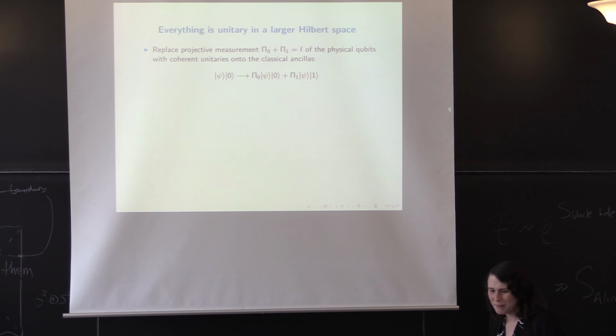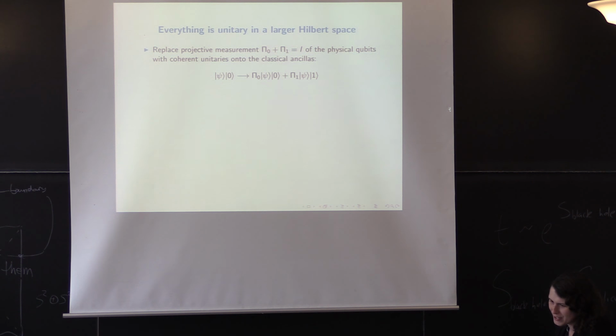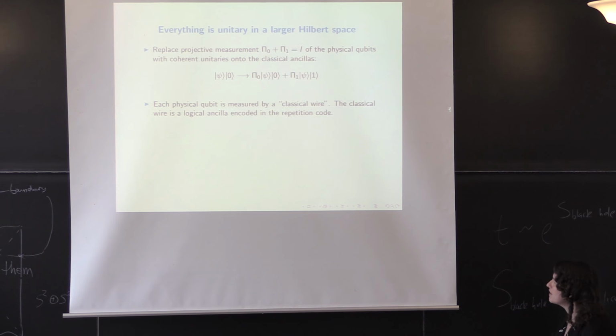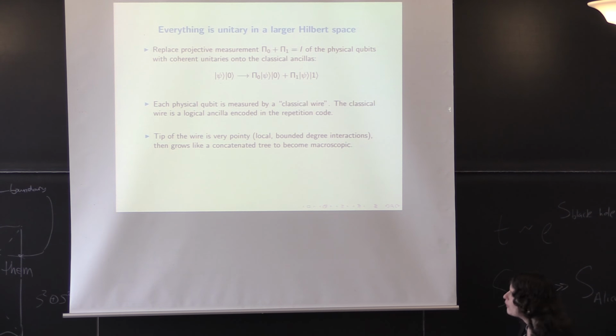Okay, now just to say a bit about everything being unitary in a larger Hilbert space, this means that we're going to replace the projective measurements that you would ordinarily do with coherent unitaries that record the result of the measurement onto classical ancillas, which are coherent qubits but are only going to be used classically. And each physical qubit then for us is going to be measured by a classical wire. So the real key to this project is thinking in detail about what this ordinary fault-tolerant quantum laboratory really looks like. And so you have some wire that, the reason it's a wire is because you want the interaction with the physical qubit to be local, but you also want the classical wire to be highly stable. So it measures the physical qubit and then quickly branches out in a tree-like structure to become a classical repetition code that will be stable at non-zero temperature. And that's this point about the tip of the wire being very pointy to keep the interactions local and bounded in degree.